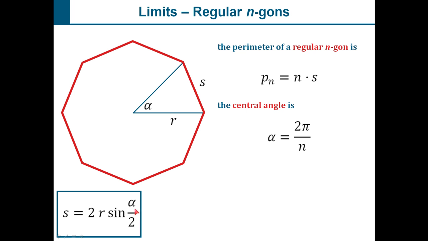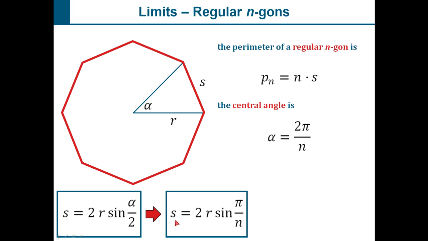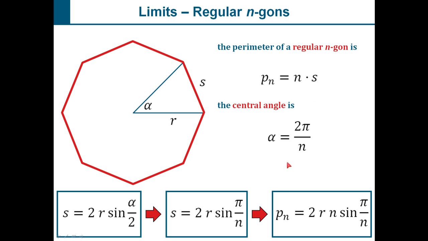After making the substitution of the value of alpha, we obtain the expression for the side of the polygon. The side is equal to 2 times the radius that multiplies sine of pi over n. Then, by using this expression for the perimeter of the regular n-gon, we obtain that the perimeter is equal to 2 times the radius that multiplies n times the sine of pi over n.